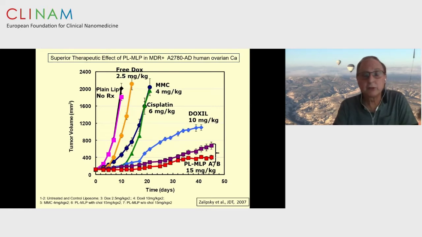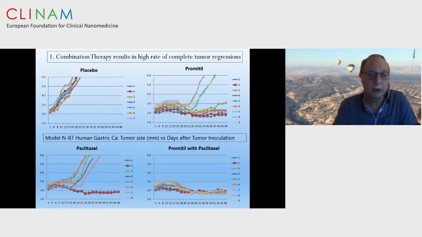So one last slide of preclinical studies. We know that in MDR tumors, mitomycin C can still be active against some P-glycoprotein expressing tumors. And here we have a model in which, as you see here, Promethyl is beating Doxil very clearly and also other drugs. This is a highly resistant ovarian cancer tumor model.